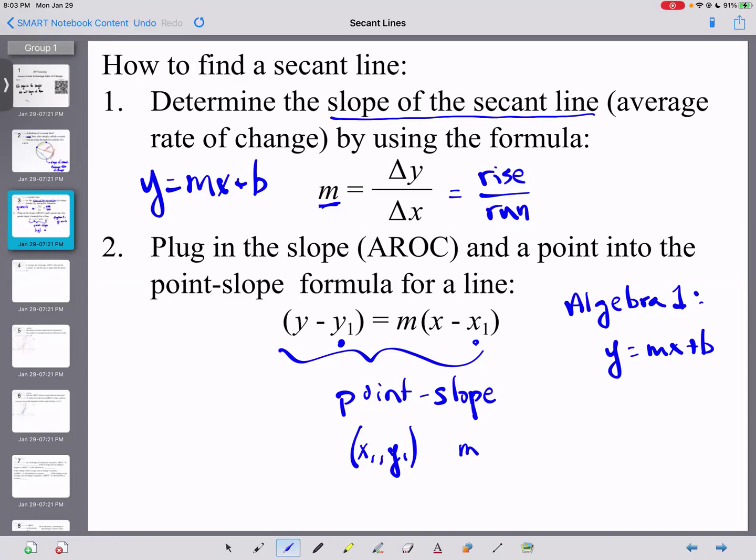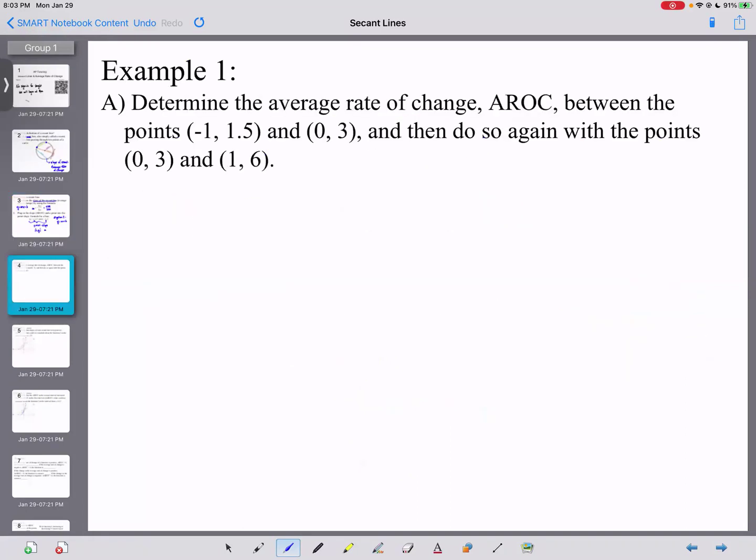Okay, with that, let's actually get working. That's what you came on for. So let's get started. Example 1. It says determine the average rate of change, or AROC, you might hear me say tonight, between the points -1, 1.5 and 0, 3, and then do so again with the points 0, 3 and 1, 6.